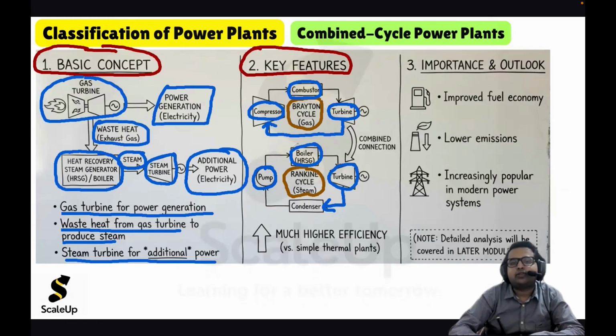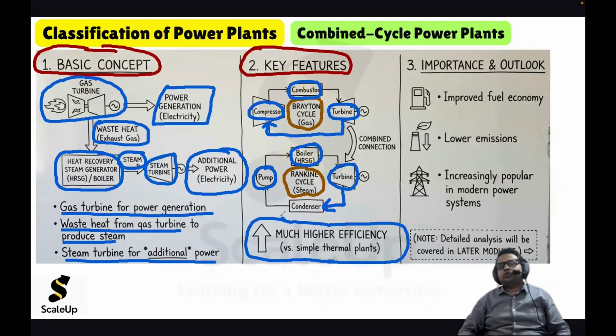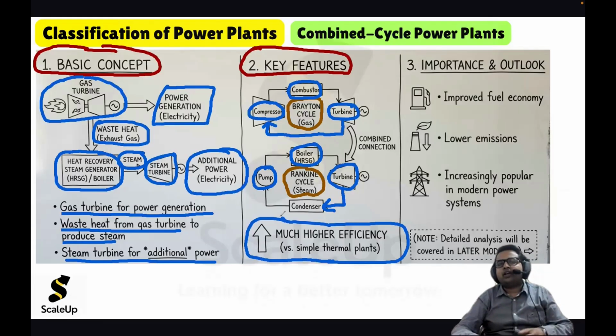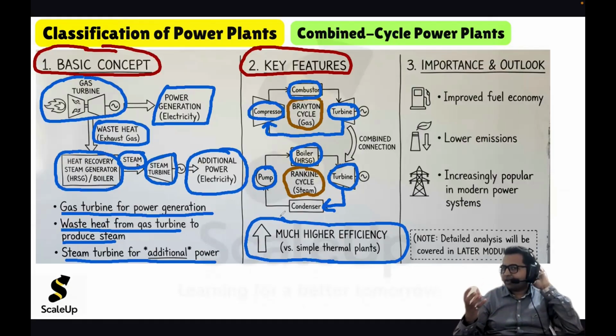So a cycle is there. So two cycles, they are working in sync. And now we can see the efficiency, very much higher efficiency than simple thermal power plants. They are highly efficient, because now we are making use of the waste heat from the gas turbine.